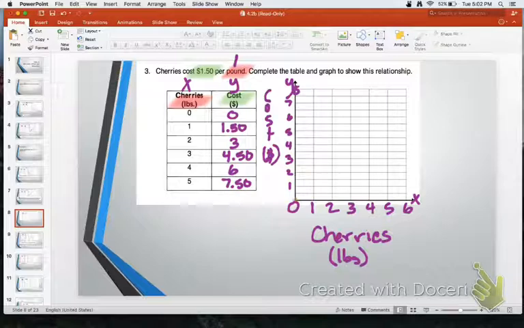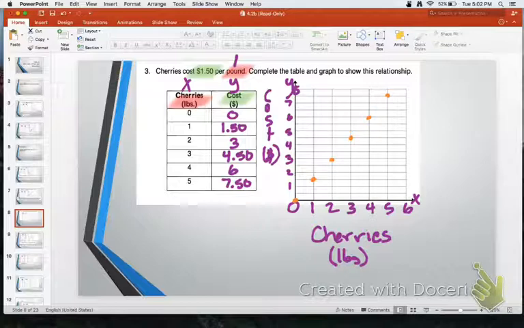All right, so now I'm going to graph this. I have 0, 0. Woohoo! Graphed. Now I go over 1 and up to $1.50. So if I skip count up, here's 50 cents, here's $1, here is $1.50. All right, 2 goes to the whole number of 3, so that's easy. 3 goes up to $4.50. 4 goes up to the whole number of 6. 5 goes up to $7.50. And that is as far as we were able to calculate using our table.